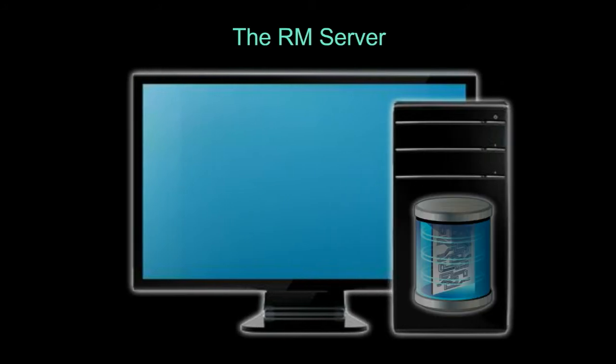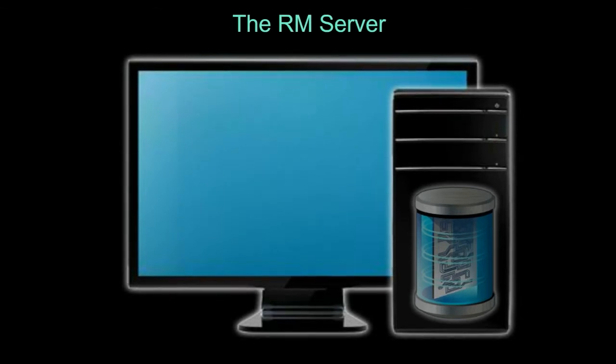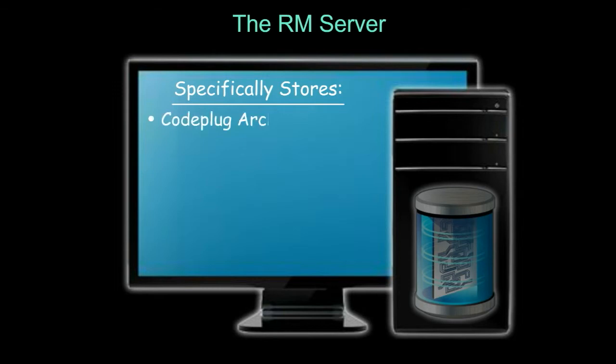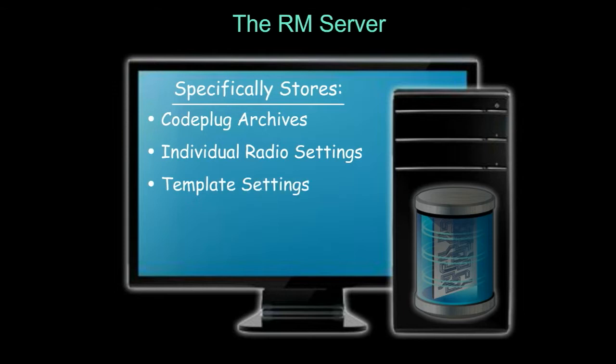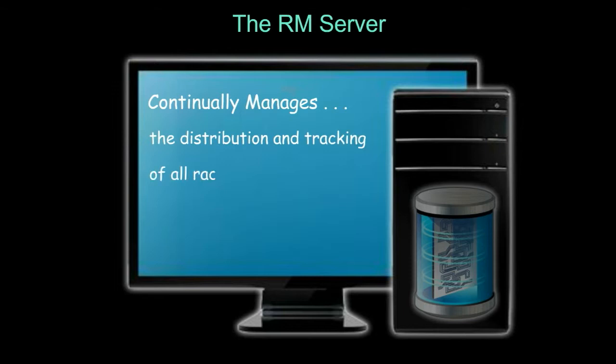To begin with, the radio management server is ultimately the central data storage component and the automated job manager component of your radio management system. More specifically, the RM server stores all code plug archives, all individual radio identity settings, and all template settings, as well as all scheduled job and job history information. Also be aware that the RM server continually manages the distribution and tracking of all radio programming jobs, even when the system is unattended.